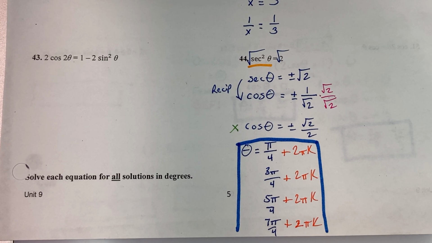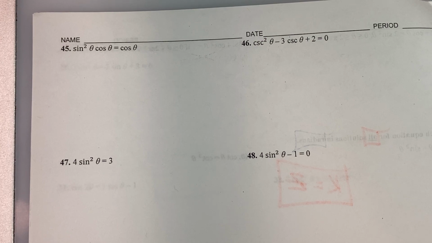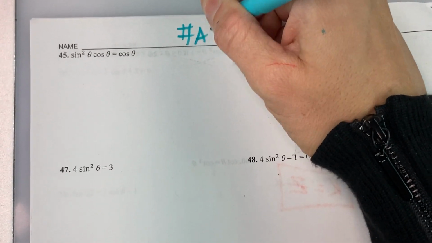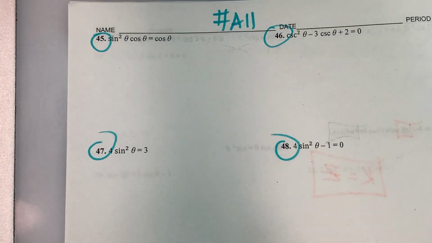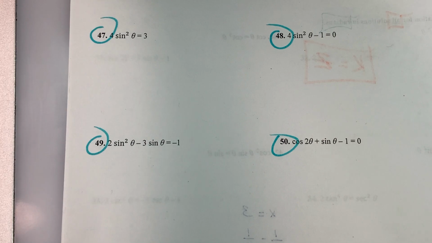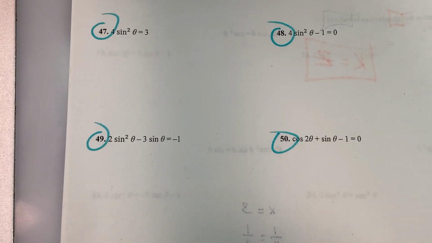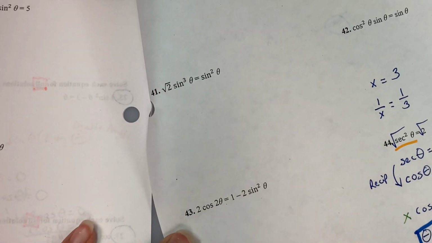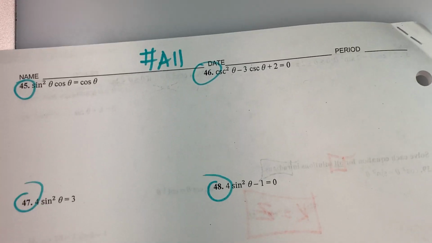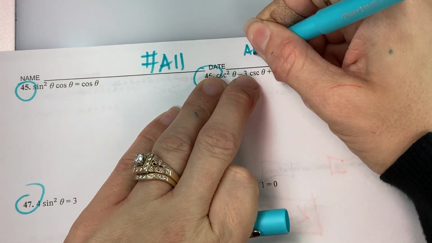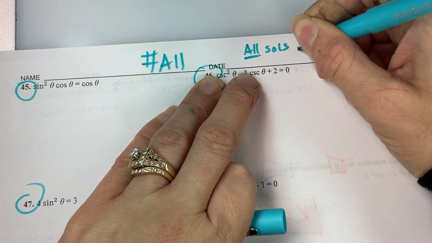So folks, the last thing that we're going to cover in this video is the last set of problems I'm going to be assigning. So you are going to want to do hashtag all on the final page of this packet. So 45, 46, 47, 48, 49, 50, and 51. Making sure that you are carefully expressing your answers, and it looks like the instructions got cut off here. For these ones, you are to find all solutions in degrees.